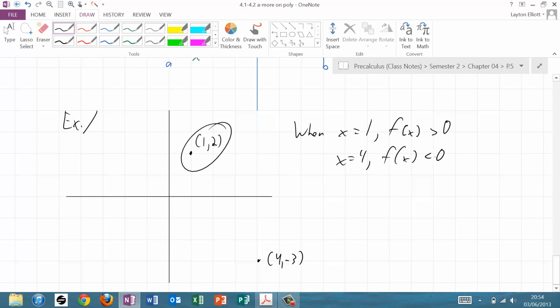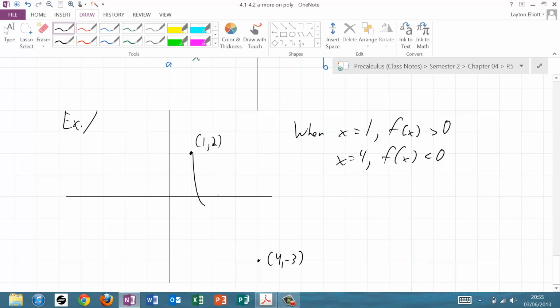I know that that's true. When x equals 4, boom, that y value is less than 0. So since here I have a point above and here I have a point below, and I know that these points have to connect, somewhere in there we have at least one zero. Now we could have more than one.